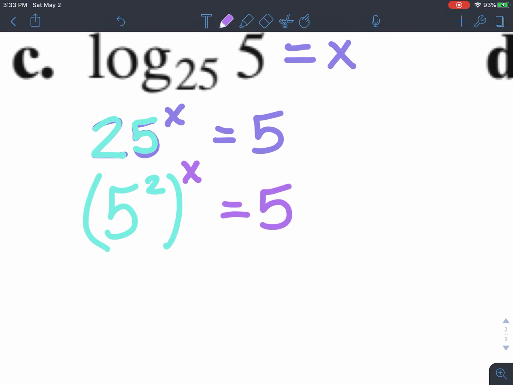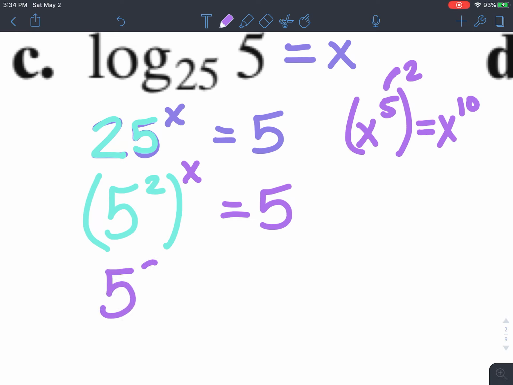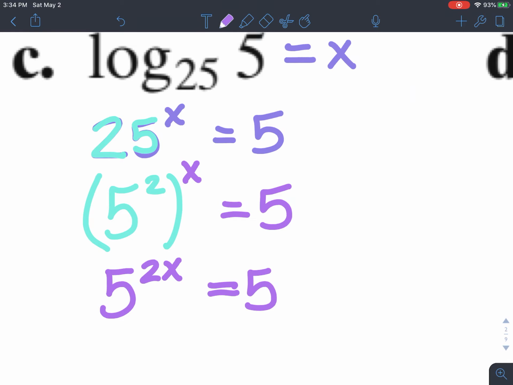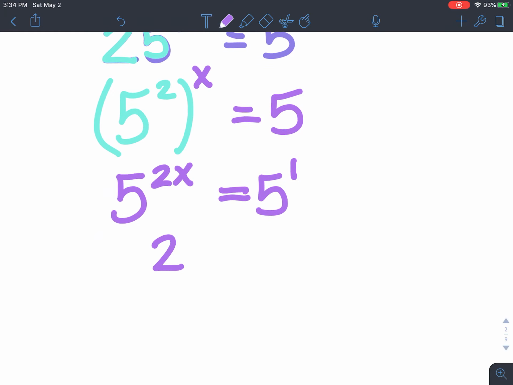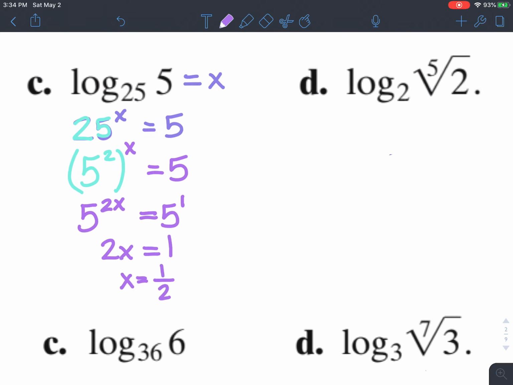If you remember from exponent laws, you don't have to write this, but just look. If you have x to the 5th squared, do you remember what you do with these exponents? You multiply them. Power to a power, you multiply. You actually have the same situation here. So 5 to the 2 to the x is the same as 5 to the 2x equals 5. And if your base doesn't have an exponent, then its invisible exponent is a 1. So 2x equals 1, so x is 1/2.